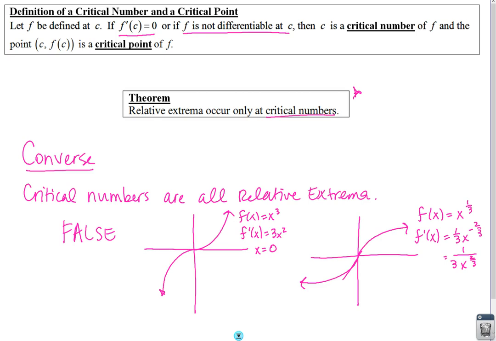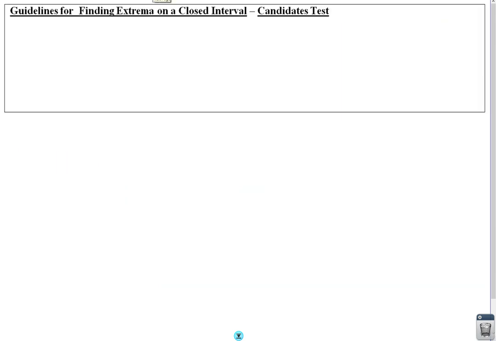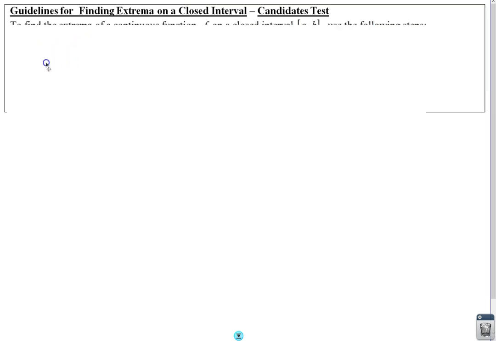Let's do some quick guidelines for finding extrema on a closed interval. Oh wait, you technically have already done this. The thing we did on our first two examples, I didn't actually tell you this, but this is what I like to call the candidates test. We've already done it. It's just that now we're going to put it all into words as to what you did here.